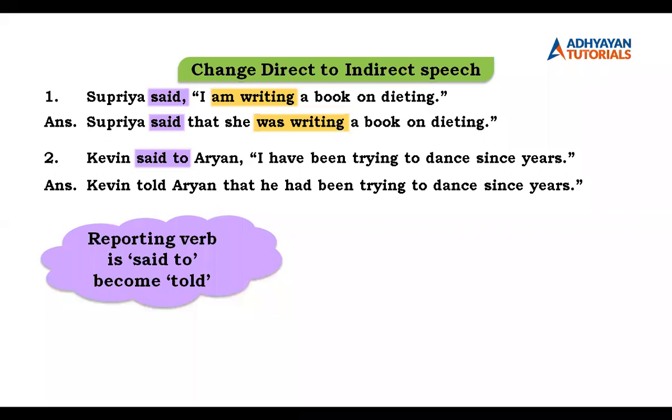So yes, I hope everyone heard the way Vaibhav answered. He answered not just the question, but he also answered certain conceptual questions that I asked him. जो मैंने just पढ़ाया हुआ है. So Kevin told Aryan that he had been trying to dance since years. Remember, said to becomes told. Said to becomes told. Thank you so much. Vaibhav, if you've not muted yourself, please mute yourself.